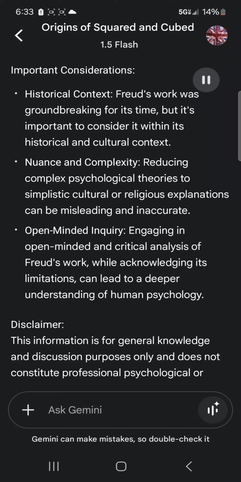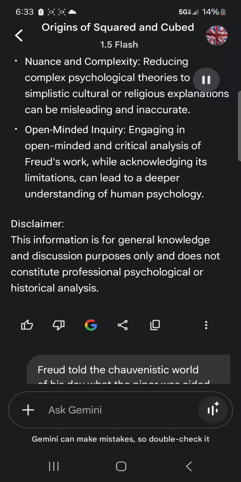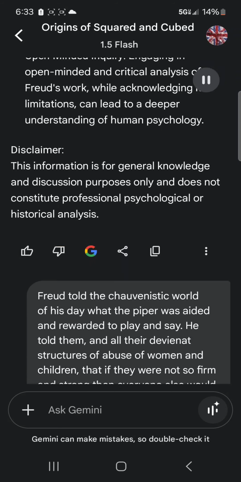Reducing complex psychological theories to simplistic cultural or religious explanations can be misleading and inaccurate. Open-minded inquiry. Engaging in open-minded and critical analysis of Freud's work, while acknowledging its limitations, can lead to a deeper understanding of human psychology. Disclaimer. This information is for general knowledge and discussion purposes only and does not constitute professional psychological or historical analysis.